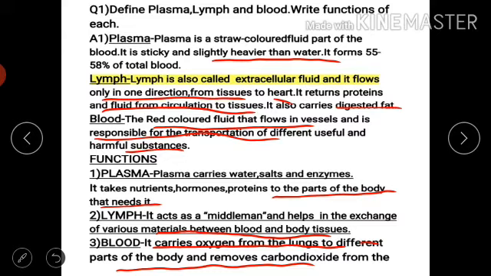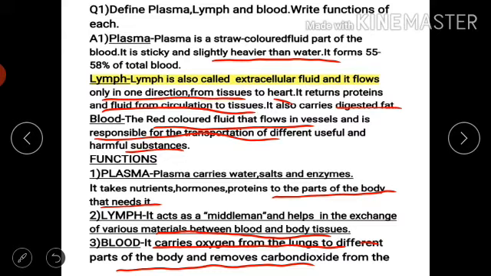Lymph. Lymph is also called extracellular fluid and it flows only in one direction, from tissues to heart. It returns proteins and fluid from circulation to tissues. It also carries digested fat.